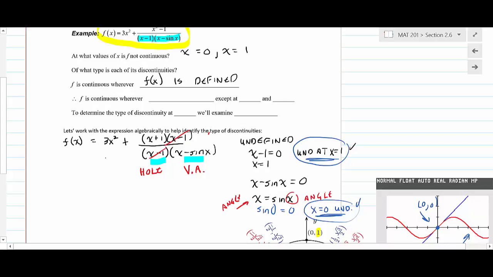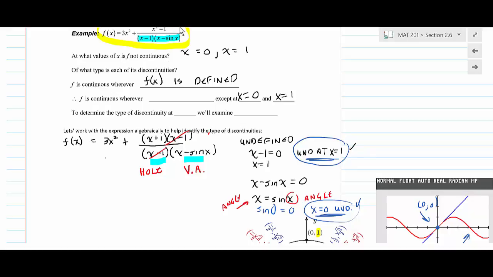Okay, so it's continuous everywhere else. Just the two places where it's undefined. Therefore, we'll say f of x is continuous wherever it's defined, except at x equals 0 and x equals 1.